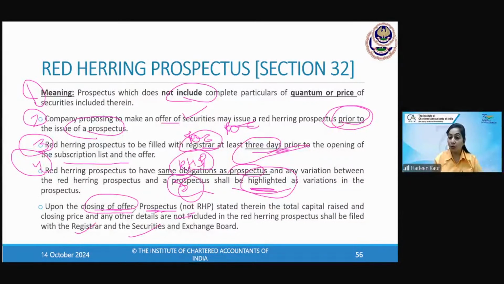So upon the closing of offer, before closing the offer, you have to give the final details about whatever were not included in the red herring. Now you have to file the same also with the ROC and SEBI.